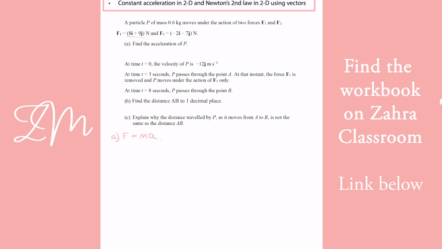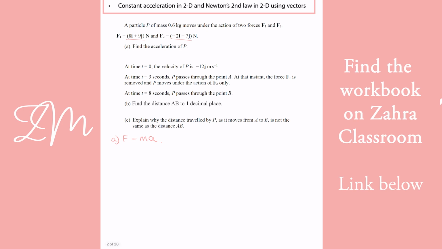Now we've got two forces, we're going to add them up. So even if you see in a question it talks about resultant, it just means the result of adding the two up. So we're going to try to find the acceleration. We rearrange that, we get F over m. So we've got 8i plus 9j plus minus 2i minus 7j, all divided by the mass, which is 0.6.